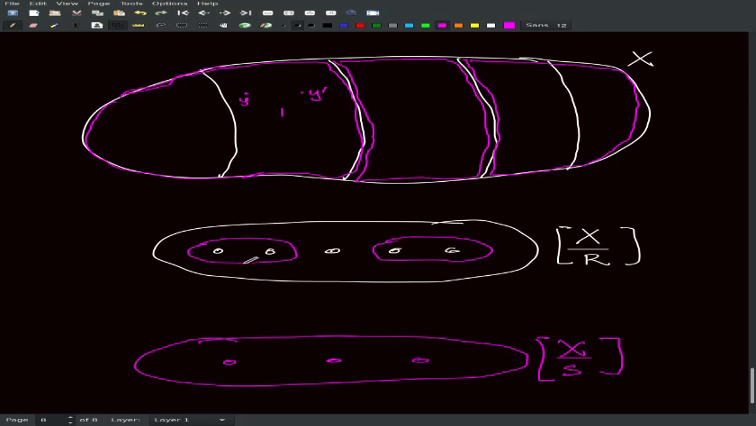So obviously, if you remember, this is your Y by R. But here this becomes your Y by S, which is also equal to X by S. This is your X by R. This and this are glued and they become the same. So you see the picture now.